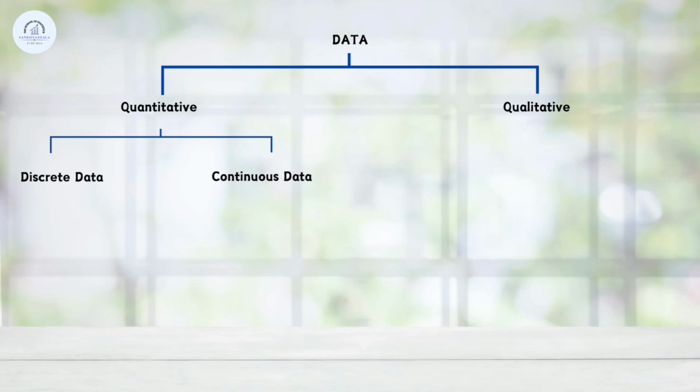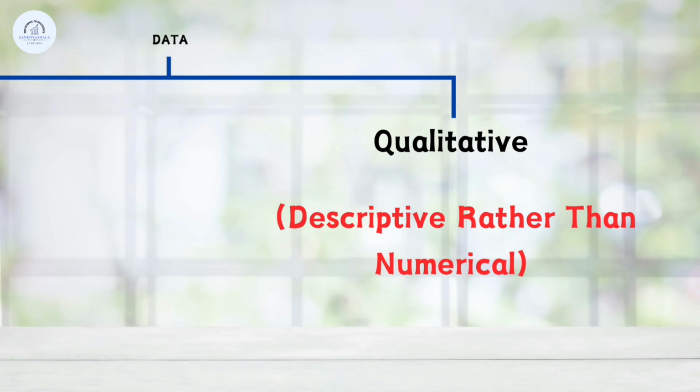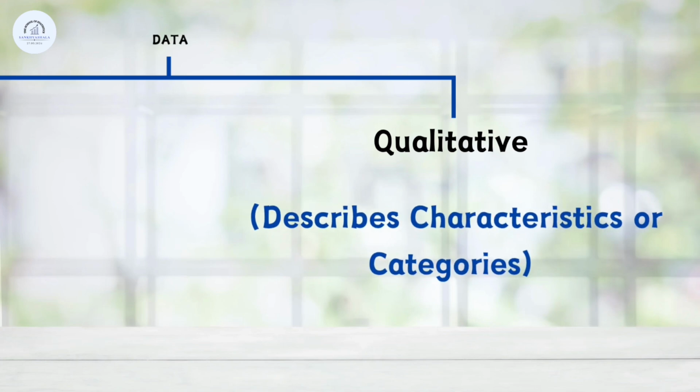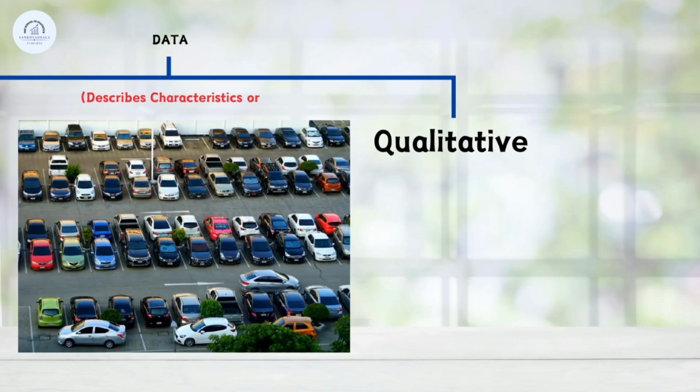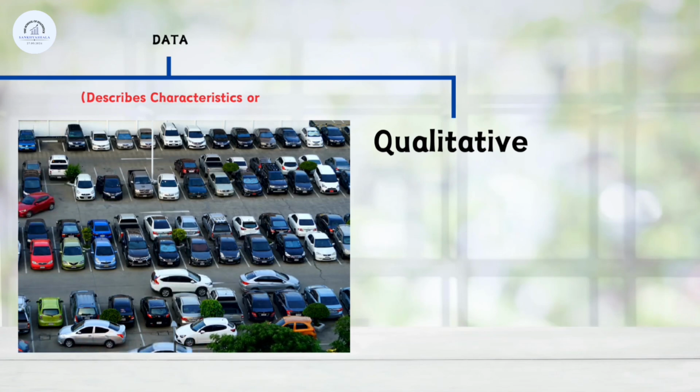Now let's move to the qualitative data, which is descriptive rather than numerical. This type of data describes characteristics or categories. For example, the color of cars in a parking lot is an example of qualitative data. You might see red, black, white, or blue cars. These are descriptive labels, not numbers.